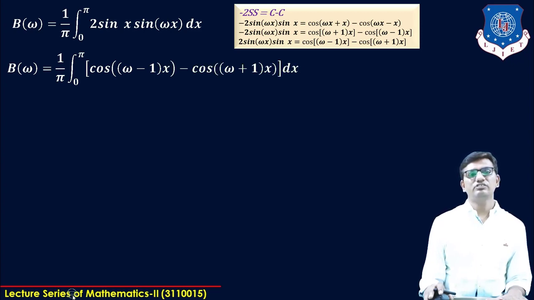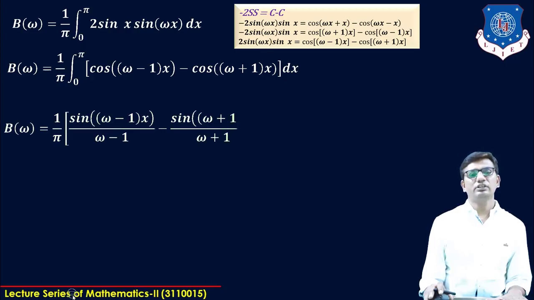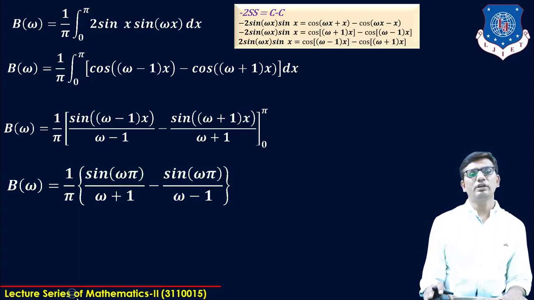After integrating this term we get 1 upon pi, sine (omega minus 1)x upon omega minus 1 minus sine (omega plus 1)x upon omega plus 1, from 0 to pi. Now put the upper and lower limit in our integration. We get b omega equal to 1 upon pi, sine omega pi upon omega plus 1 minus sine omega pi upon omega minus 1. Here can we take sine omega pi equal to 0?